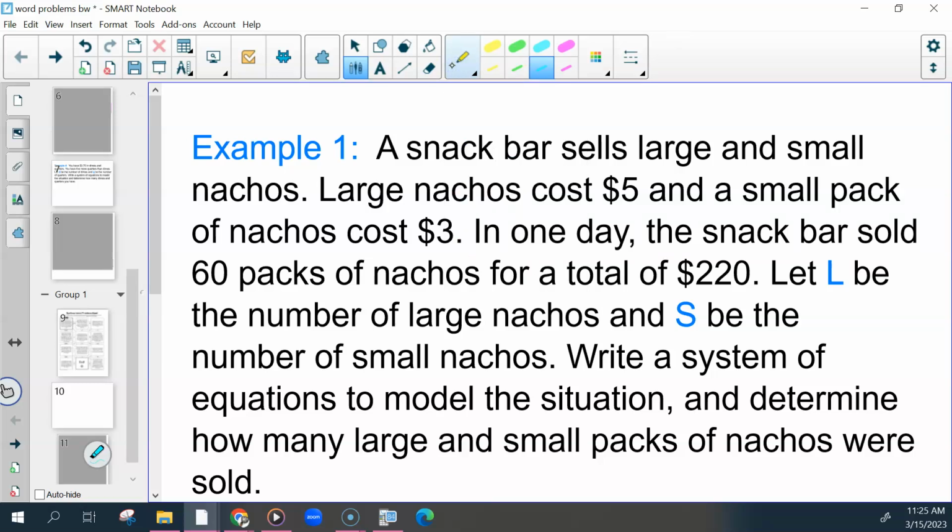A snack bar sells large and small nachos. Large nachos cost $5 and small packs of nachos cost $3. In one day, the snack bar sold 60 packs of nachos for a total of $220. Let L be the number of large nachos and S be the number of small nachos. Write a system of equations to model the situation and determine how many large and small packs of nachos were sold.